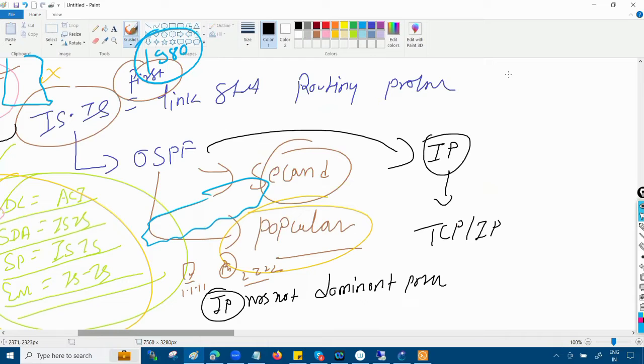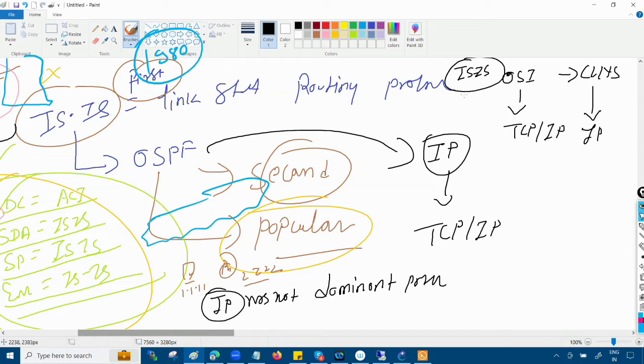So the starting was OSI, then TCP/IP. Same as I can call it CLNS, then we have IP. The protocol for this was the ISIS protocol. ISIS was handling this one. It was the first link state routing protocol. But later they finalized that ISIS is only for CLNS, and they introduced the OSPF protocol.